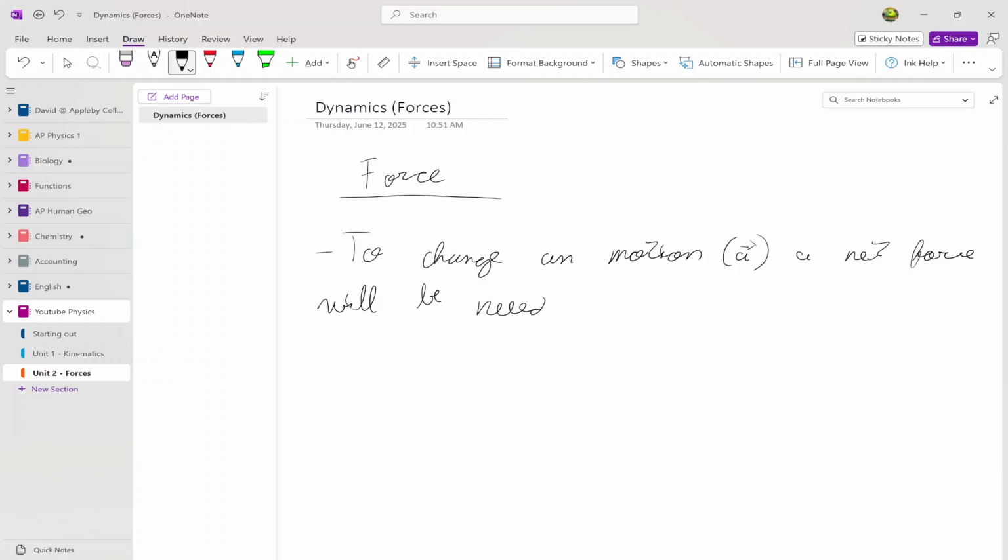Without a net force, there's either neutrality or negative force, which means something else, but we're not covering that. We'll be covering it, but not now.